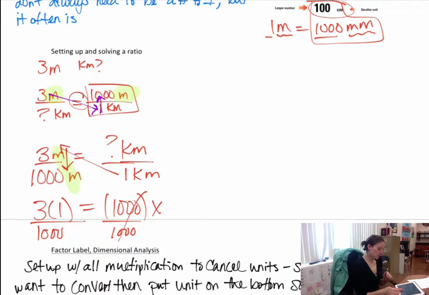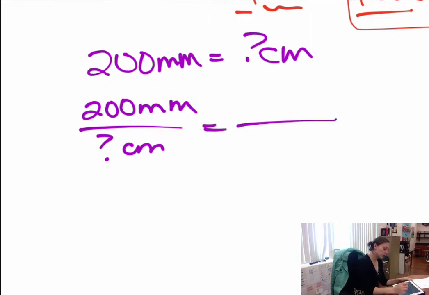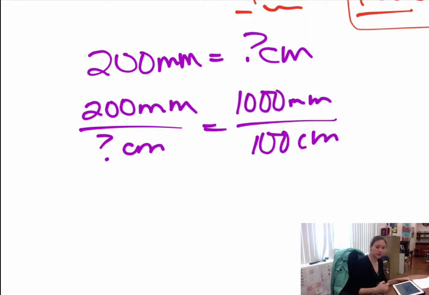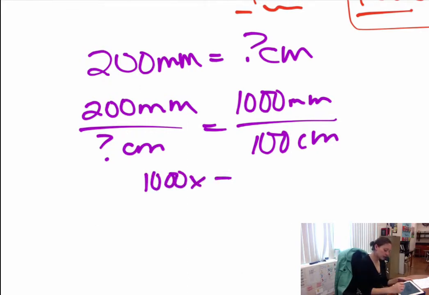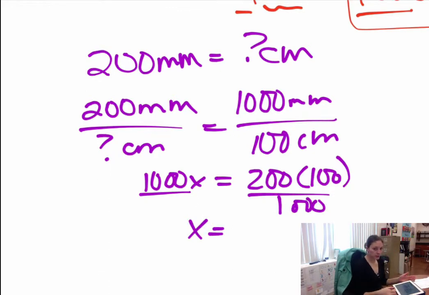I'll give you another example. We're going to do 2 of these. If I said 200 millimeters, and I wanted to know what number of centimeters that would be, I've got 200 millimeters, what number of centimeters? Well, I know that 1,000 millimeters and 100 centimeters are the same thing. So I'm going to solve for this one. I'll take 1,000 times x equals 200 times 100, and I would just divide by 1,000. 200 millimeters is the same thing as 20 centimeters.